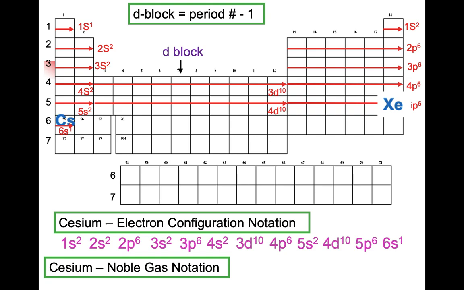So we're going to use xenon and go to the next period. Well, that's period 6. This is a very easy noble gas notation because all we have to do is put xenon in brackets, and we only have one block after that, and that's the 6s1. So that is how you would use the periodic table to do both the electron configuration notation and the noble gas notation for cesium.